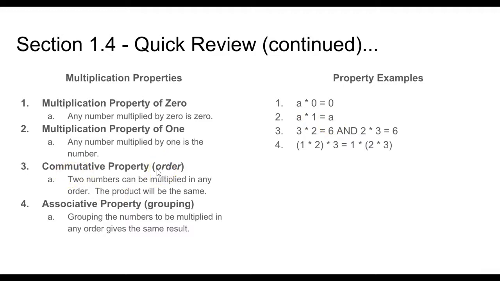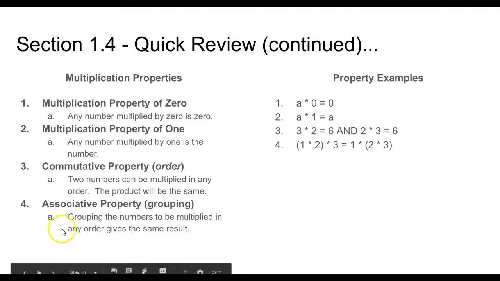Of multiplication, which states that two numbers can be multiplied in any order and the product will be the same. So I come over to the example, and I see that 3 multiplied by 2 equals 6. If I know that 3 multiplied by 2 equals 6, I also know that 2 multiplied by 3 is 6. It doesn't matter what order I multiply those two numbers in, the product or the answer will remain the same.